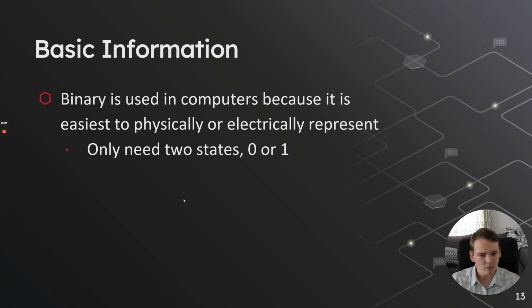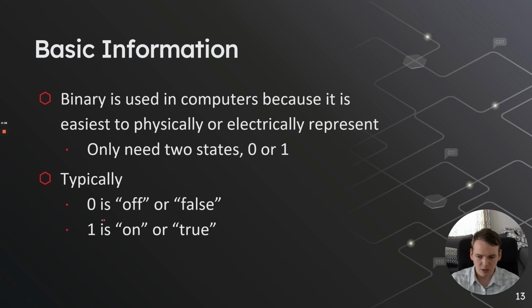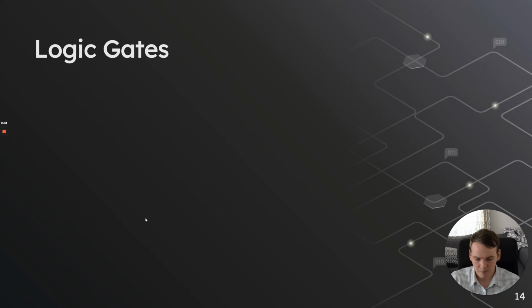So for example, if there's electricity flowing through a wire, that could be a 1. If there's no electricity, that might be a 0. And so typically we think about 0 as off or false, and we think about 1 as on or true. That can help you think about this logic: if 1 is true and 0 is false, then we can see how our language works with these circuits.